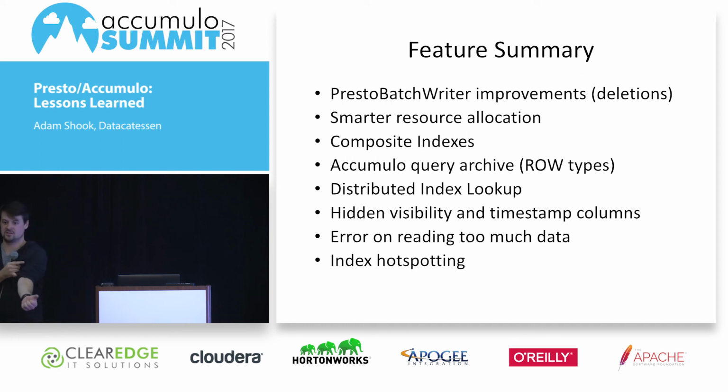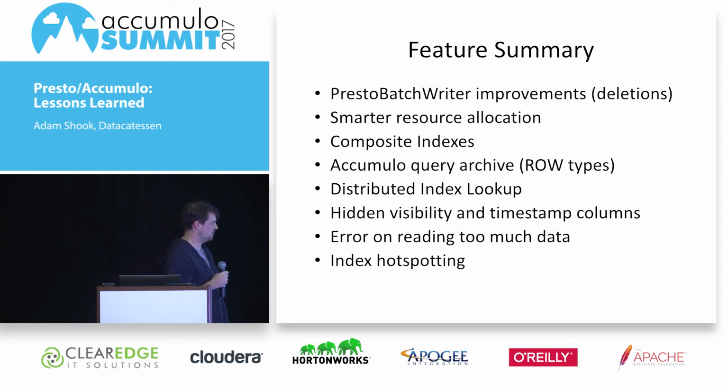Just to summarize all the things that we've done, we added deletions to the Presto batch writer. Next, we're going to add it to the actual SQL statements. We had smarter resource allocation for how we're executing queries and how many splits we're generating. Adding composite indexes certainly helps answer a lot of the types of queries that we had, and that supports any number of columns that you want. So it's not just 2. You can do 3 or 4 or however many, depending on the types of queries.